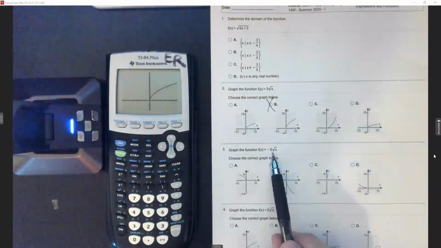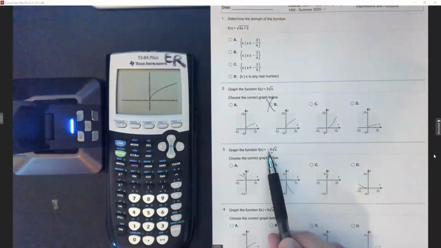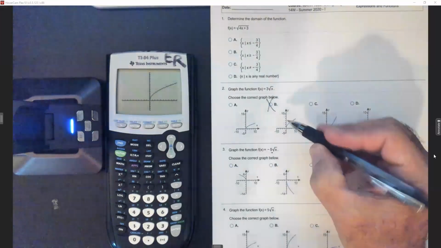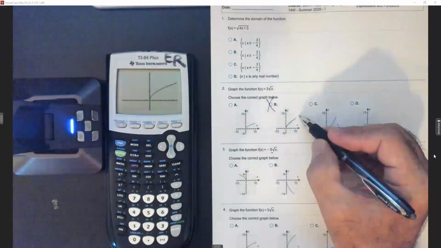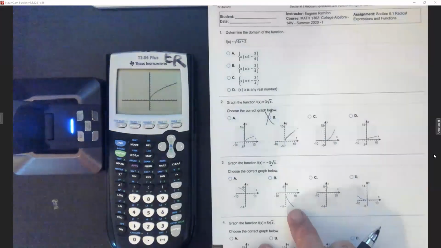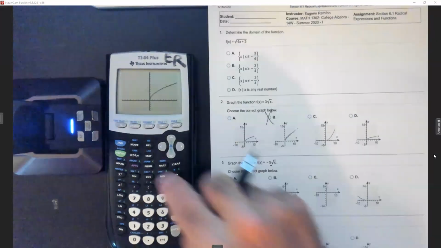That next one has a -5 in front. A negative flips the graph over, remember? So instead of it going uphill, it's going to go downhill left to right. And y'all, I only see one that's going downhill, but here we go.